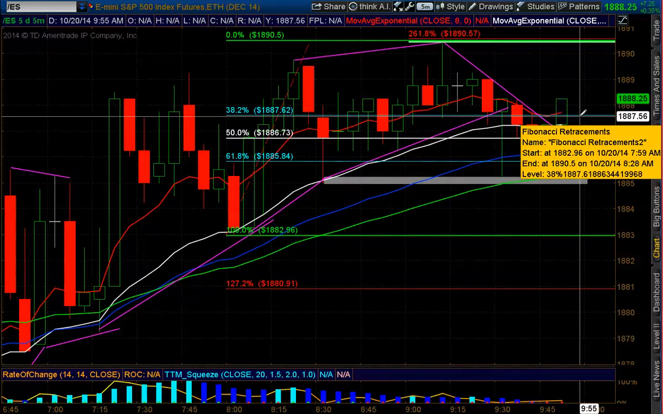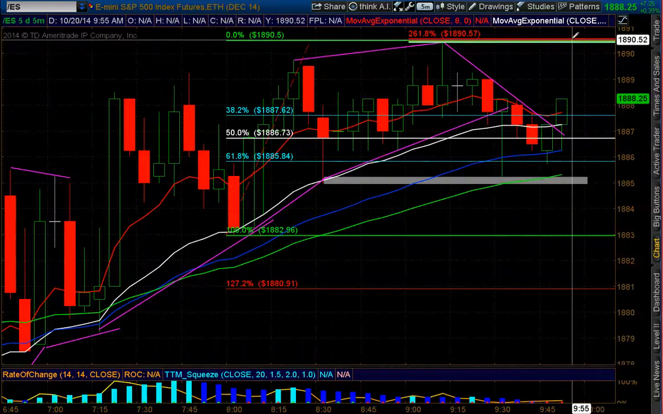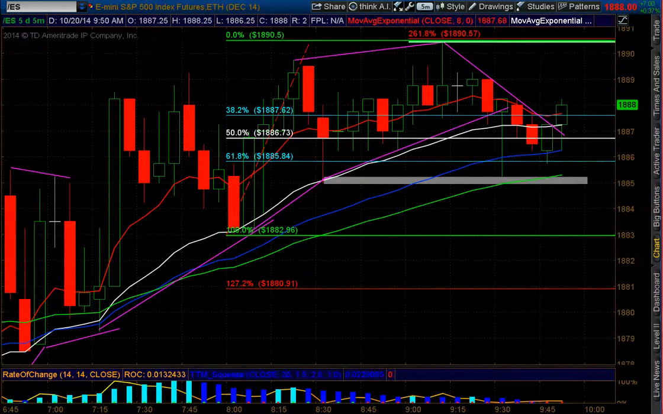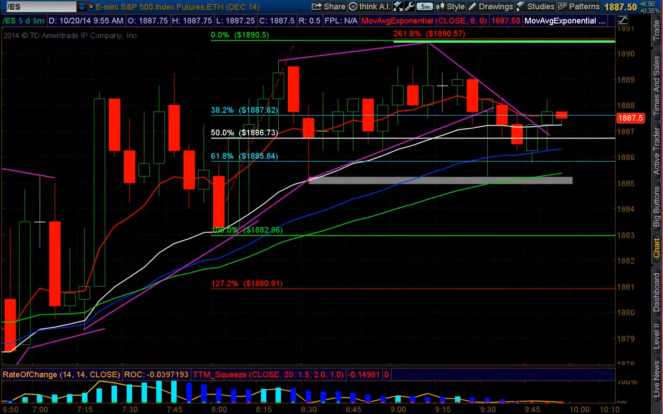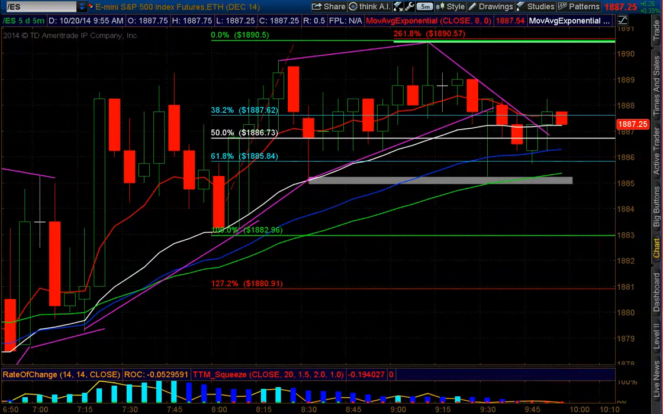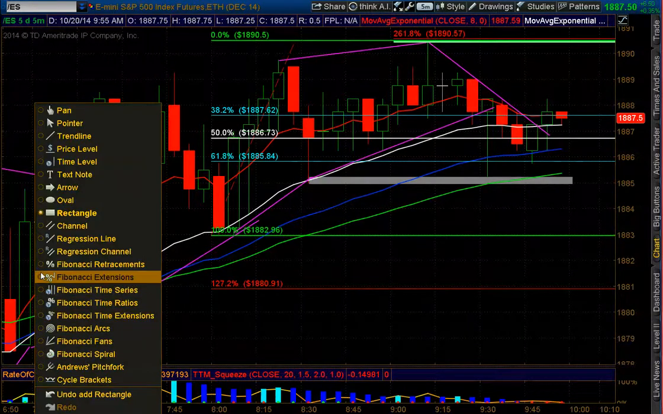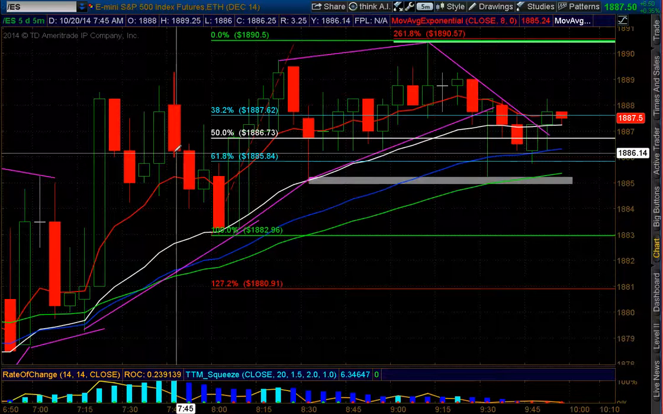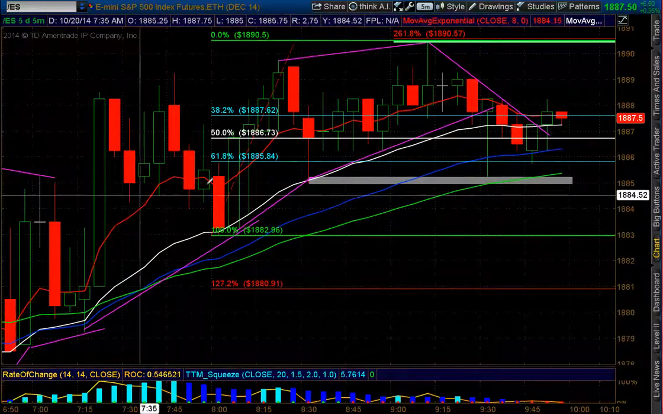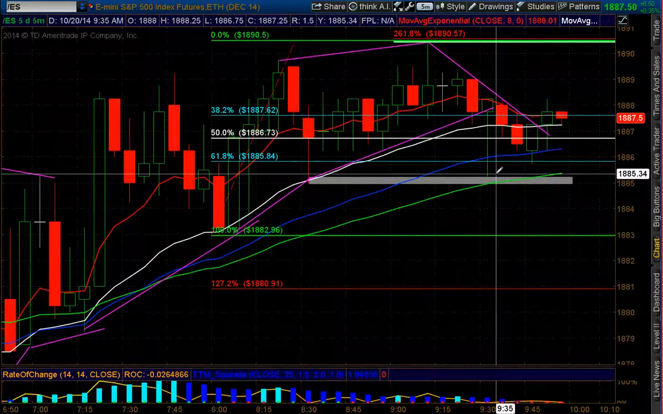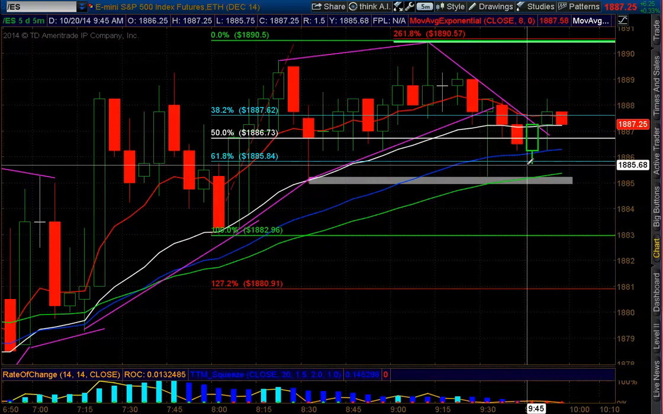So the buyers are still in control. They're taking it up. Now we do have resistance way up here. Or for you Fibonacci fans, what we can do, we can draw once again another Fibonacci retracement. We could leave that for a minute.